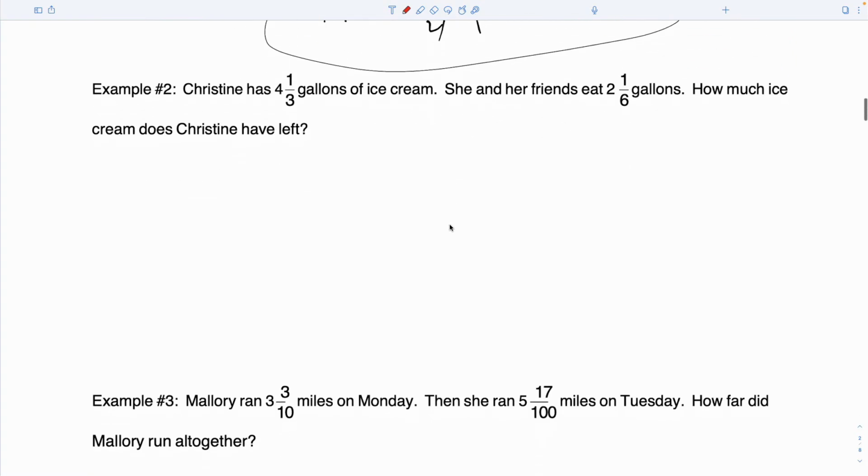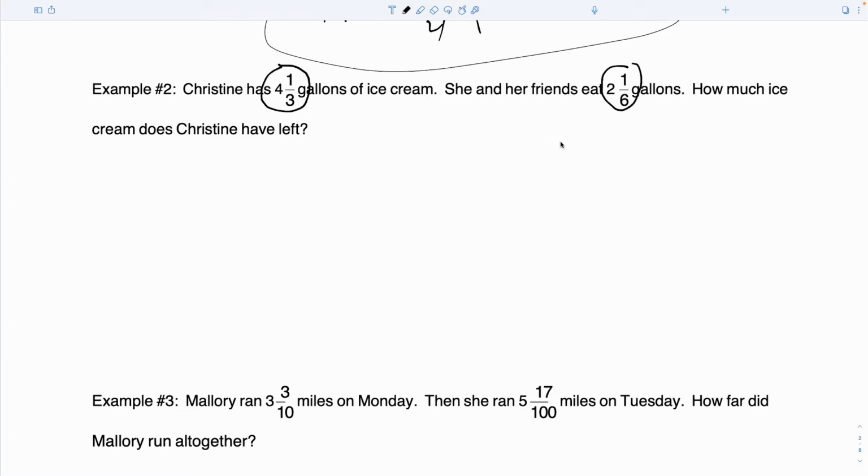Example 2. Christine has 4 1/3 gallons of ice cream. She and her friends eat 2 1/6 gallon. How much ice cream does Christine have left? Circle your numbers and box a keyword. Get ready to turn and talk. Quick 20-second chat. What is the keyword that tells you add or subtract? And are you adding? Go.